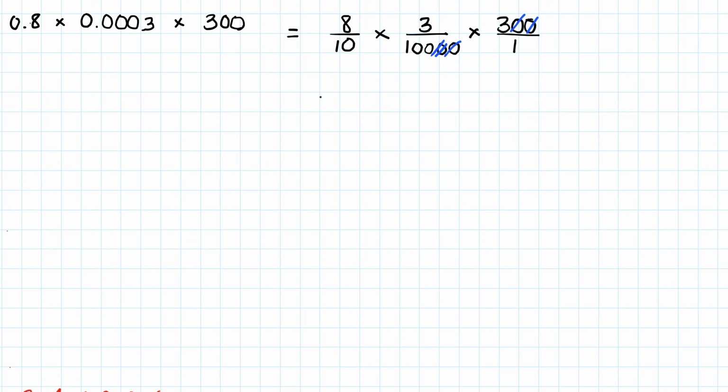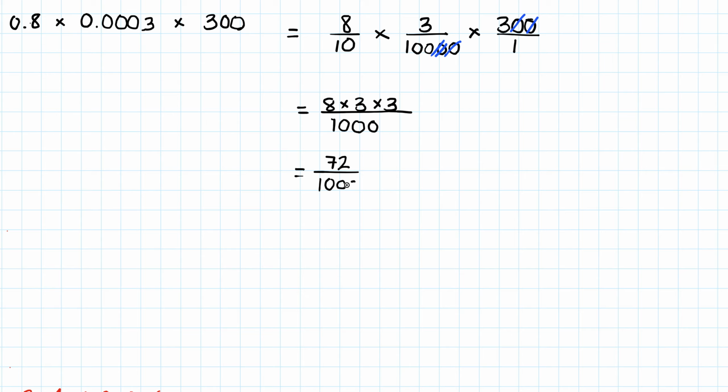Okay, so what I'm going to be writing here is I have 8 times 3 times 3, that is 8 times 9, which is 72. Okay, over, and what do I have underneath? 10 times 100, which is going to be 1,000. And then I have this is equal to 72 over 1,000.